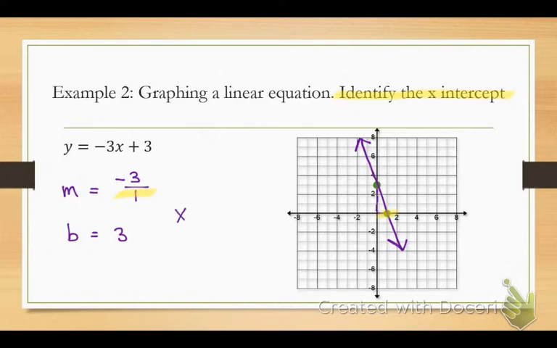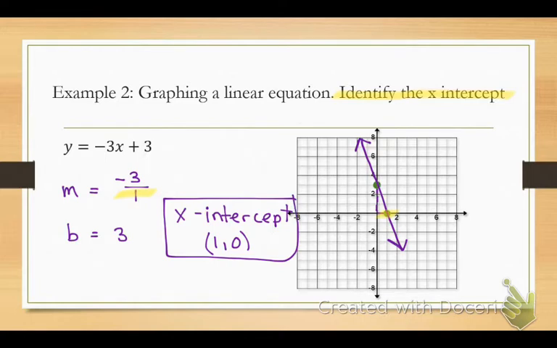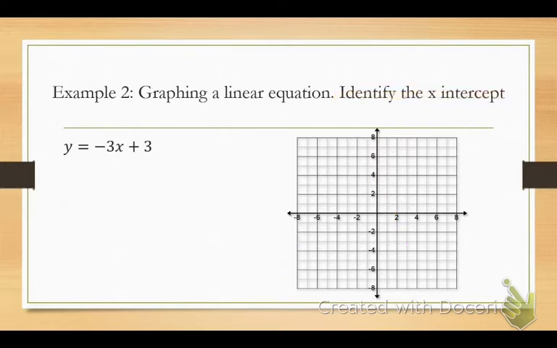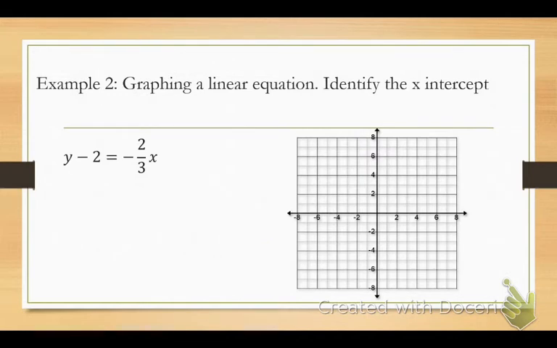All right, so I'd say x-intercept is 1, 0. X-intercept is 1, 0. Over 1 up 0 is where that line crossed the x-axis. Okay, so you're going to have to do this on your homework, okay? On one of your homework problems, you're going to have to graph it and identify the x-intercept. All right, so now let's do this one.